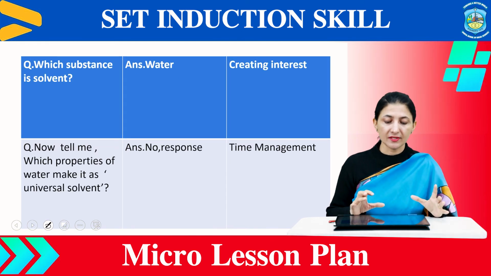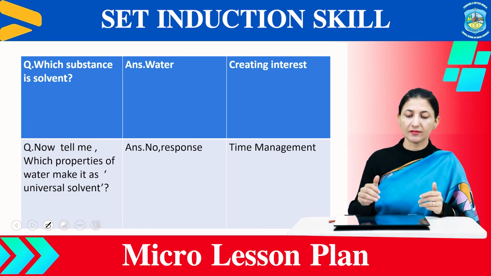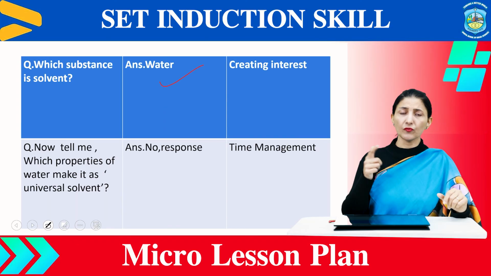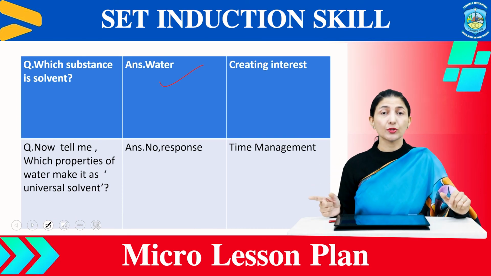Okay, so which substance is solvent? They will answer water. Okay, so now tell me which properties of water make it a universal solvent. Now this is a harder question, and for the last question, we always try to give a bit difficult question so that we can connect to the topic here, and we expect the students will not be able to answer. And here we are going to introduce the topic.